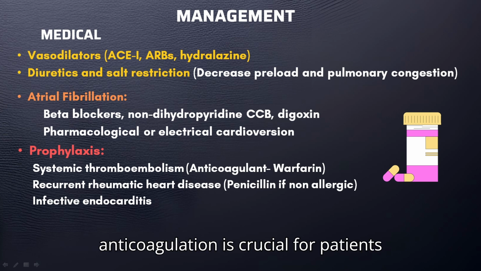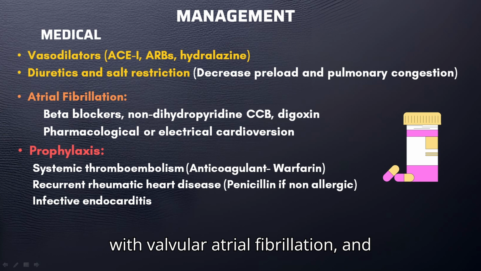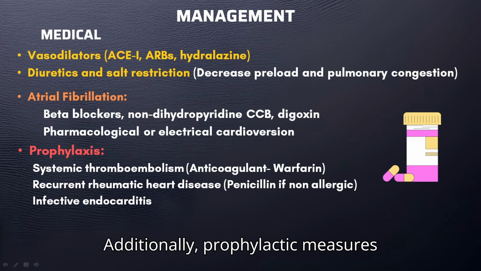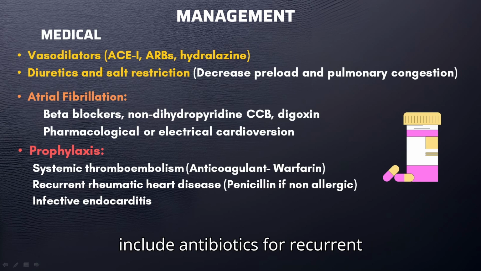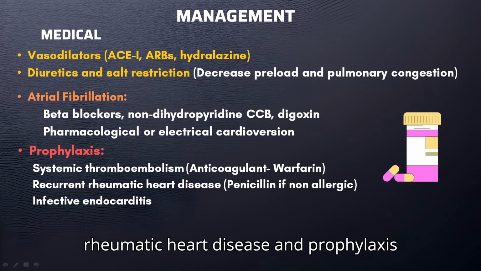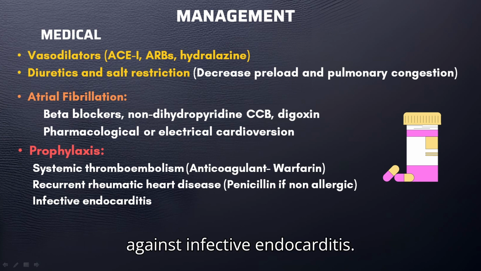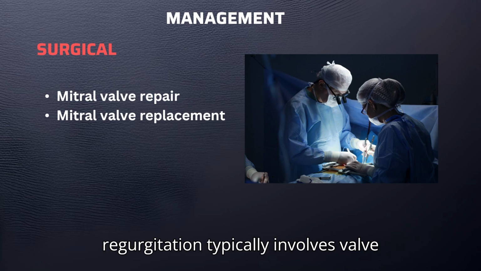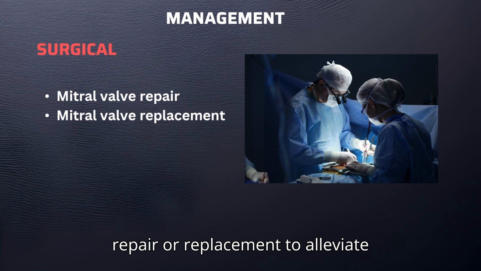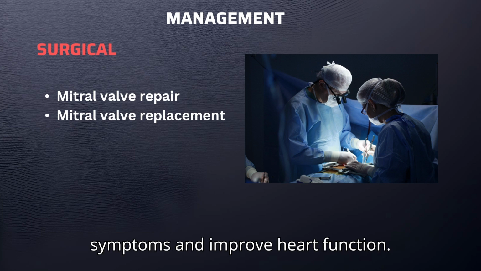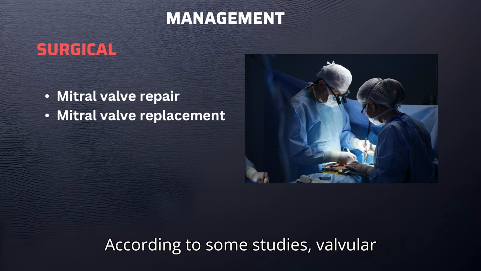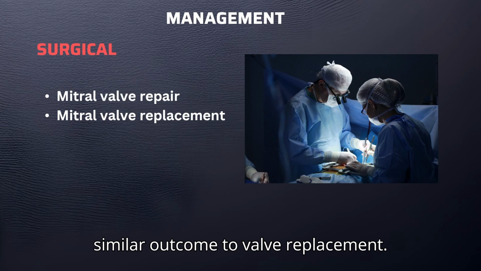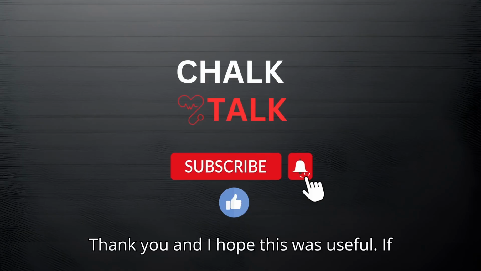So, anticoagulation is crucial for patients with valvular atrial fibrillation, and this is preferably done with warfarin. Additionally, prophylactic measures include antibiotics for recurrent rheumatic heart disease and prophylaxis against infective endocarditis. So, surgical management of mitral valve regurgitation typically involves valve repair or replacement to alleviate symptoms and improve heart function. According to some studies, valvular repair has been shown to be a highly effective treatment option, offering a similar outcome to valve replacement.